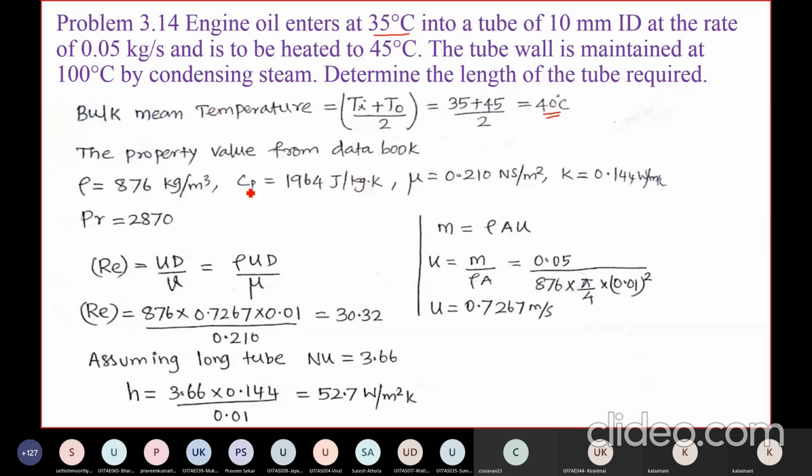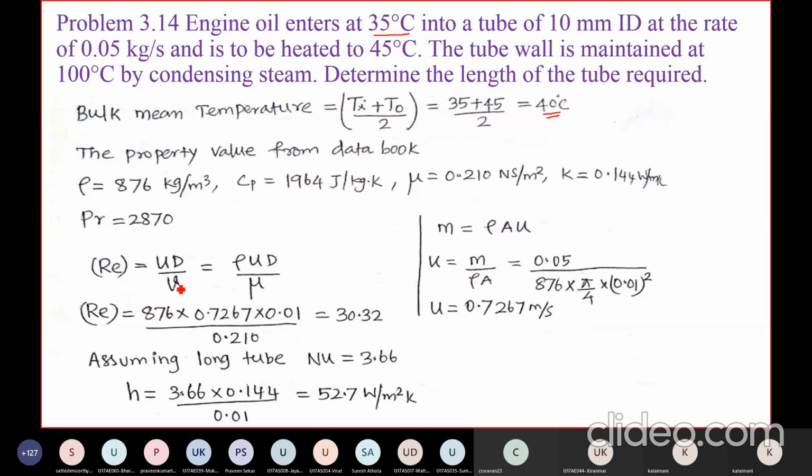I took the properties. The properties of oil at 40 degrees Celsius: density is equal to 876 kg per meter cube, your Cp specific heat 1964 joule per kg Kelvin, your dynamic viscosity mu is equal to 0.212 Newton second per meter square, then your K thermal conductivity is 0.114 watt per meter Kelvin. The Prandtl number is 2870. This is a higher Prandtl number. So Reynolds number is equal to U d by kinematic viscosity.